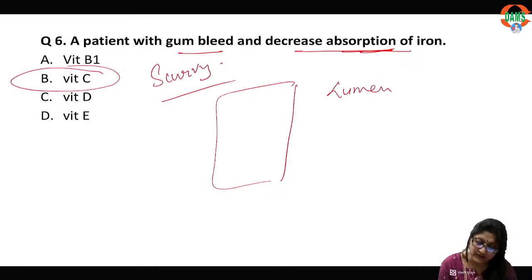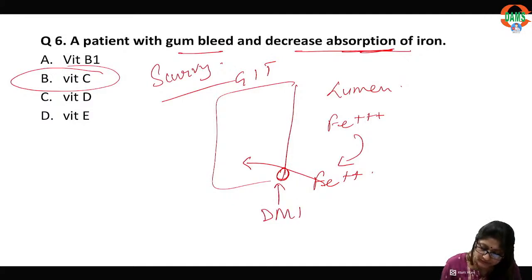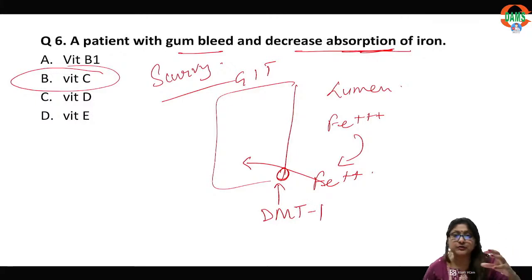This is the lumen of GIT. When we consume iron in the ferric form, this needs to get converted to ferrous form, and this ferrous needs to get absorbed into the GIT mucosa, from where it will go to the blood vessels, right? So this is going to be the divalent metal transporter 1, which is going to take this divalent iron inside the GIT mucosa.